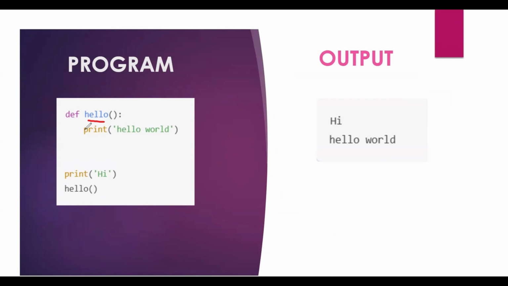Okay. So whenever the computer is executing, when it sees def, it will just skip it and go here where it is printing the hi. After that, hello and brackets, the computer knows that, okay, it's going to be a function call. So it will go up to check if there is any function with the name hello. Got one here. So it will go inside the function and print hello world. After printing hello world, the computer will come back here, but there is no more line, so the program terminates. Clear?